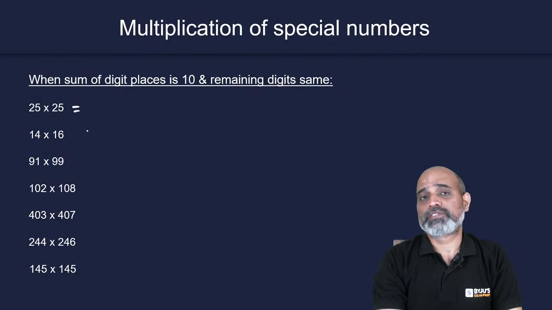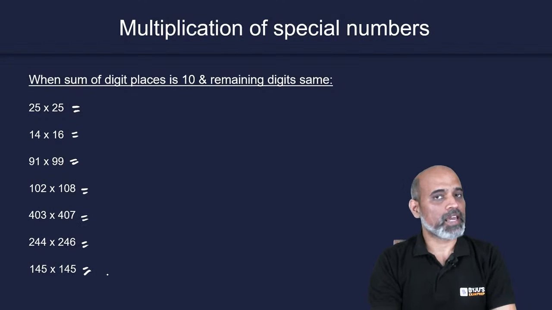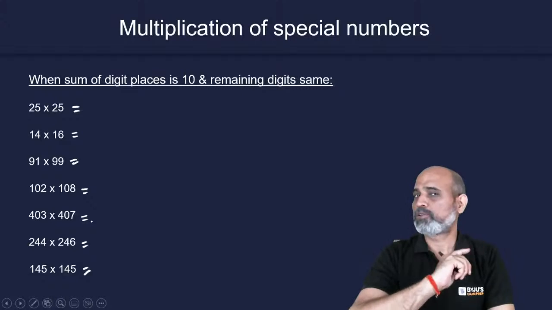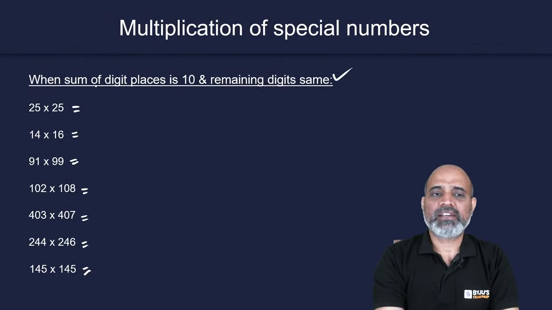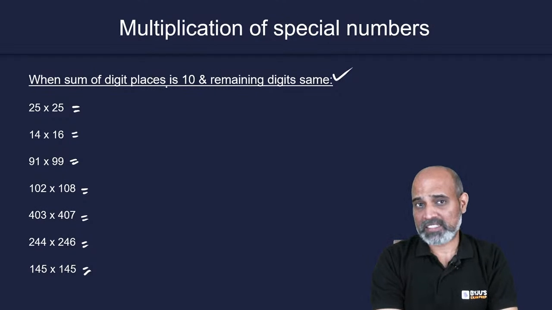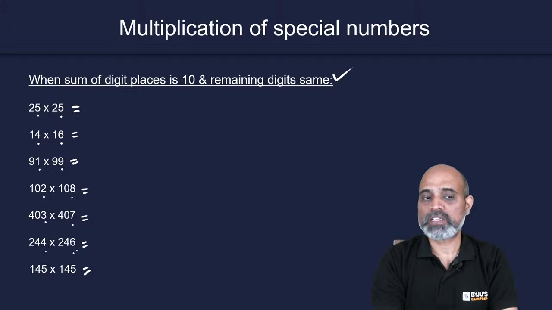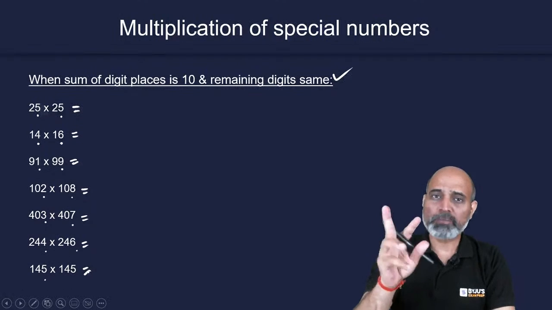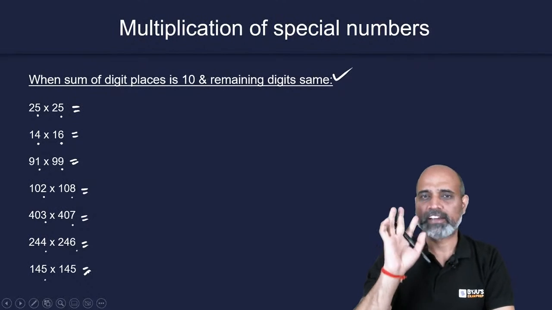25 into 25, 14 into 16, 91 into 99, 102 into 108. ये क्या random values हैं? नहीं, बहुत ही सोचा समझा हुआ calculation है. What is the pattern here? The pattern here, sum of digits places is 10. 5 plus 5, 10, 4 plus 6, 10, 1 plus 9, 10, 2 plus 8, 10, 3 plus 7, 10, 4 plus 6, 5 plus 5. जो भी दो numbers multiply कर रहे हो आप, उनका units places का sum 10 है.